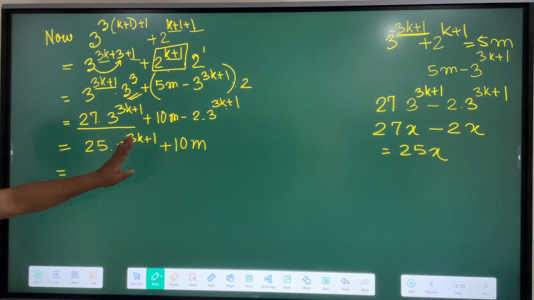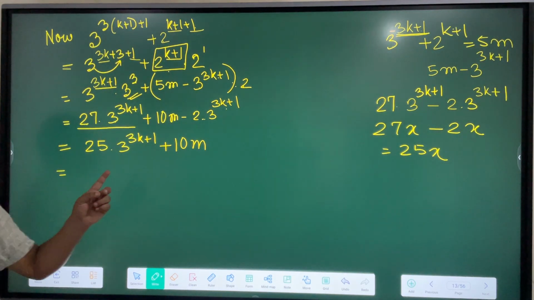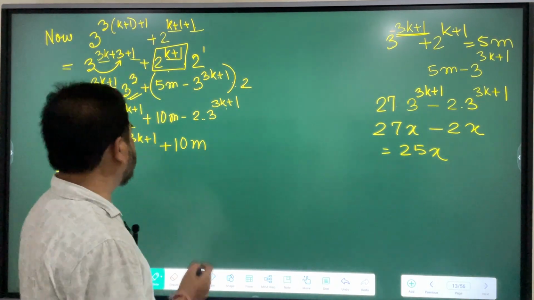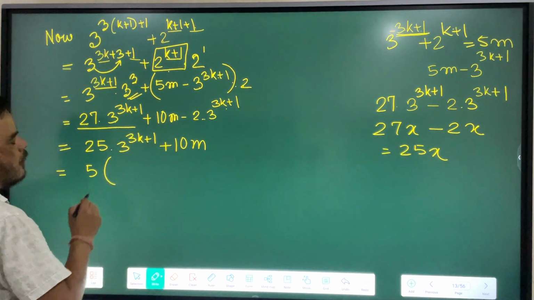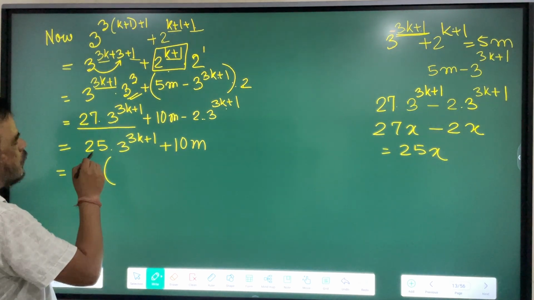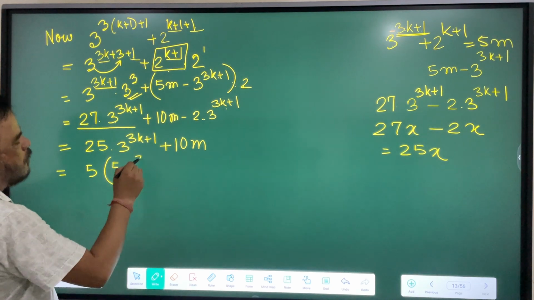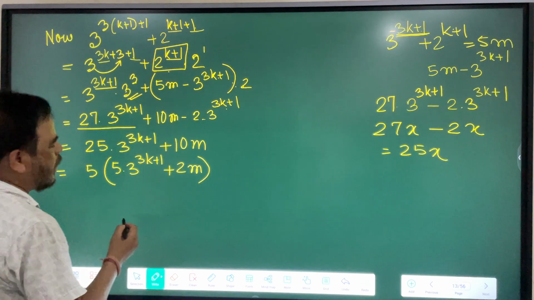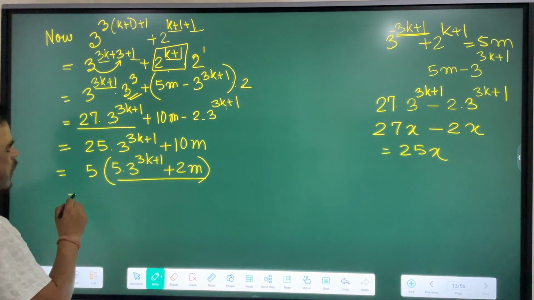So here we are trying to get divisibility by 5, so you will try to get 5 into something. So you will take 5 common here. 5 is common. So 5 into 3 to the power 3k plus 1 plus 2m. Just taking common. In place of this we will now take p.